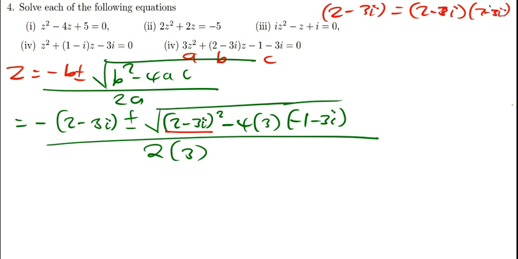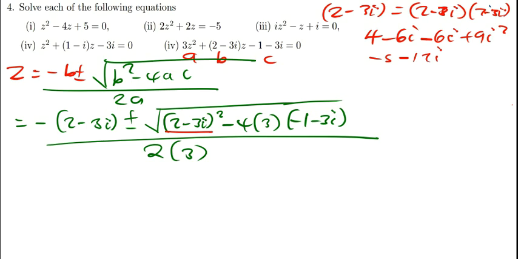So 2 times 2 is 4. Then 2 times 3 is negative 6I. 3 times this, negative 6I as well. Those 2 plus 9I squared. So this is 9I squared, same as negative 9. 4 minus 9 is negative 5 plus 12I. Okay, that is what I have now.